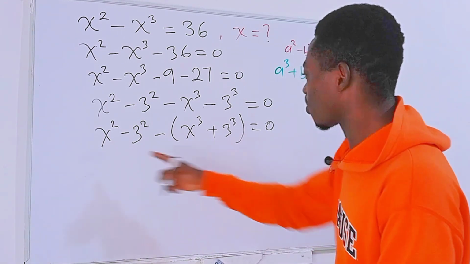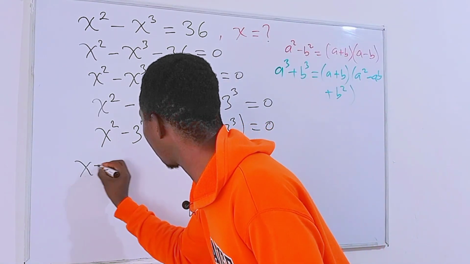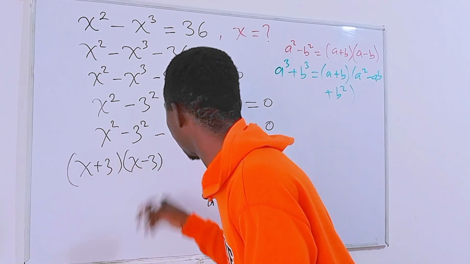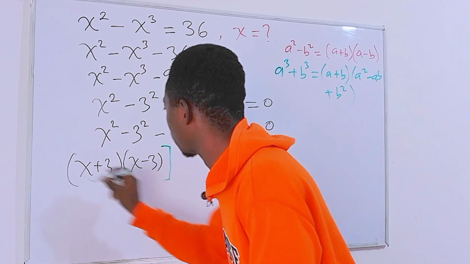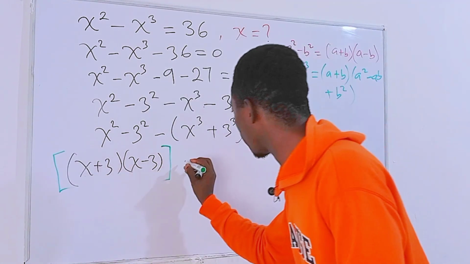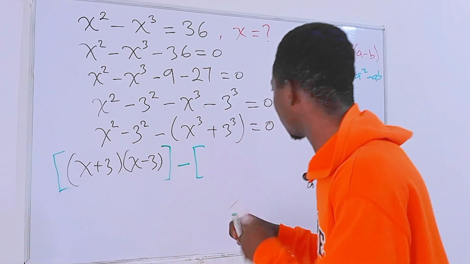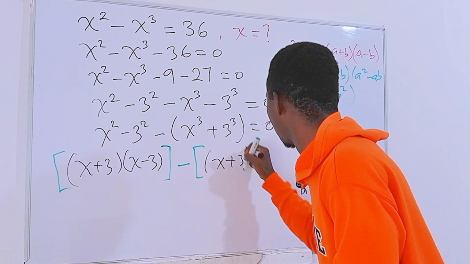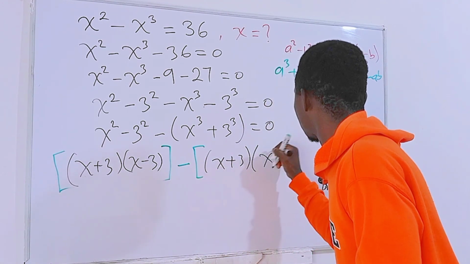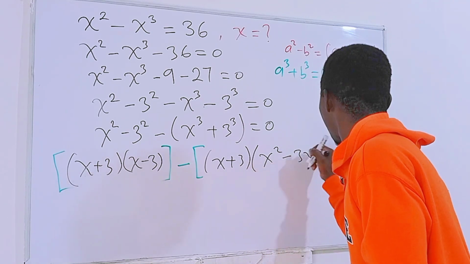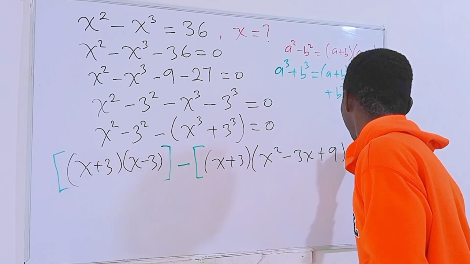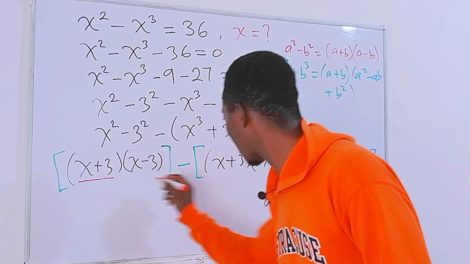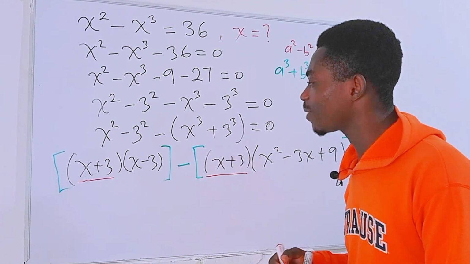Algebra is nice, right? So here we will have x plus 3 times x minus 3. Then I'm going to put this in square brackets just like that. Then right from here we have negative square bracket. Now this time we are going to express this as x plus 3 times x to the second power minus 3x plus 9, and that is that, and this is 0. What can we see? x plus 3 is here, and then it is also here, so we can just factor it out.